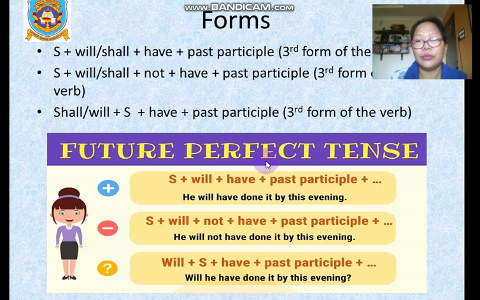Okay, I hope this is clear to all of you. Just remember, you have to use will or shall, you have to use have, and you have to use the past participle, that means the third form of the verb. All the verbs have three forms: first, second and third form. So in a past perfect tense, or a future perfect tense, or a present perfect tense, you always use the third form of the verb. Please remember this.